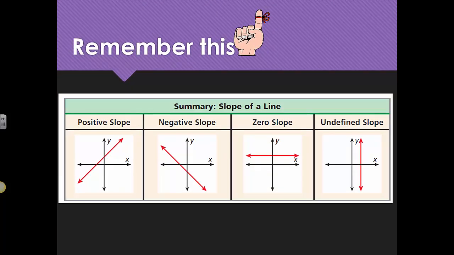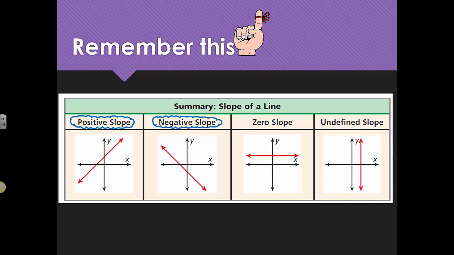So here's just a couple things to remember. If your line is increasing from left to right, like this first example here, then you are going to have a positive slope if it's rising from left to right. If the line is decreasing from left to right, you will have a negative slope. And I believe we saw that in our previous example with line AC.